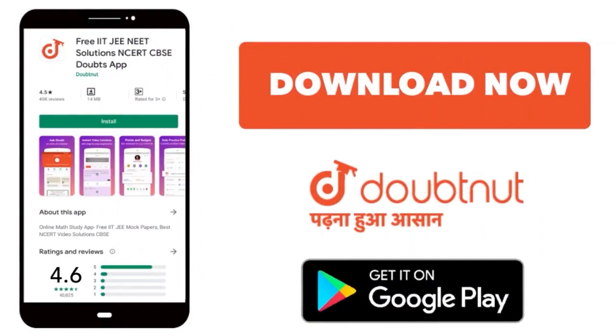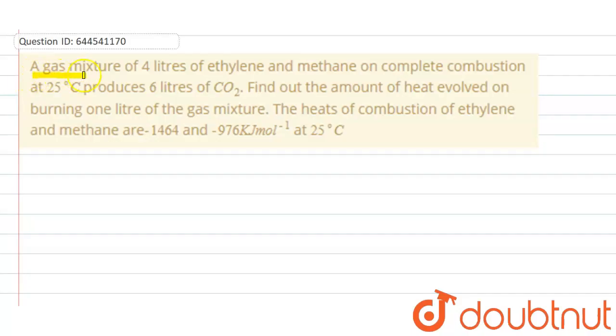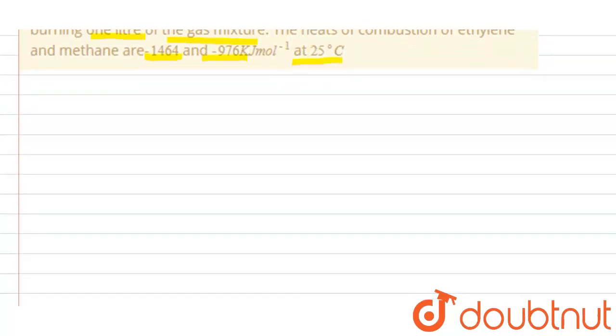Download Doubtnut app today. Hello everyone, here our question is: a gas mixture of 4 liter of ethylene and methane on complete combustion at 25 degrees Celsius produces 6 liter of CO2. Find out the amount of heat evolved on burning 1 liter of the gas mixture. The heat of combustion of ethylene and methane are minus 1464 and minus 976 kilojoule per mole at 25 degrees Celsius. This information is given and we need to find out the total amount of heat evolved.